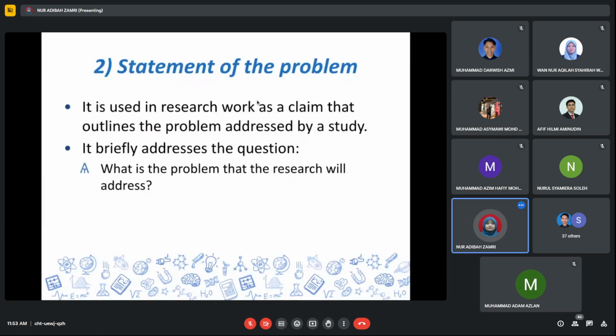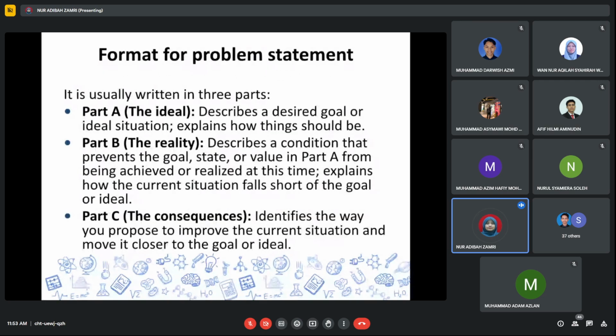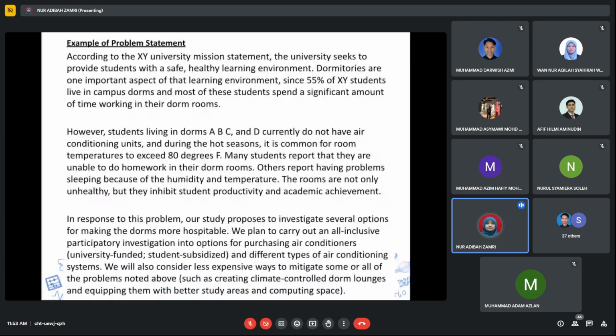Now moving on to the statement of the problem. This is the issue. It is used in research work as a claim that outlines the problem addressed by a study. It briefly addresses the question, what is the problem that the research will address? It is usually written in three parts: part A, the ideal, part B, the reality, and part C, the consequences. Let's take a look at the examples straight away.